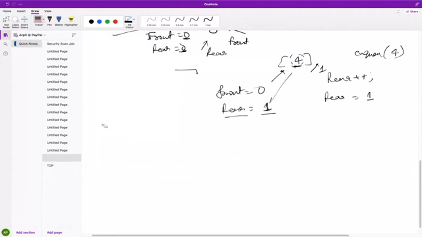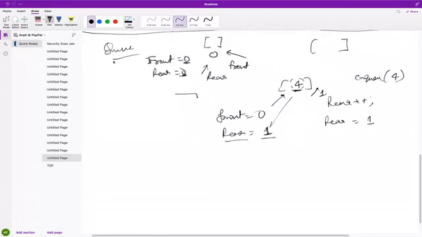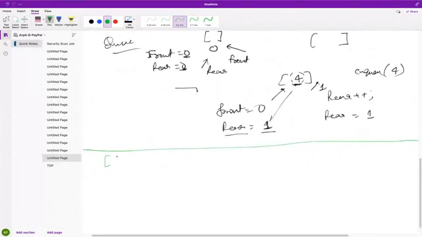Let's try to insert them one by one from the first scenario. We will do the coding later. First, let's understand this. Now this is our queue, which is empty right now. Front is pointing to 0. Rear is also pointing to 0.